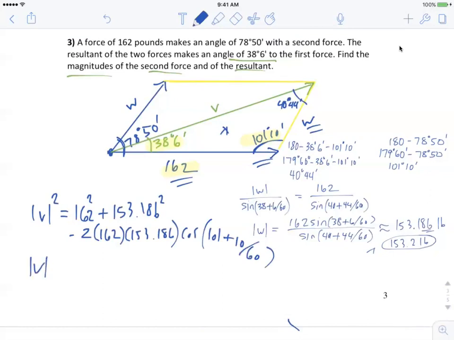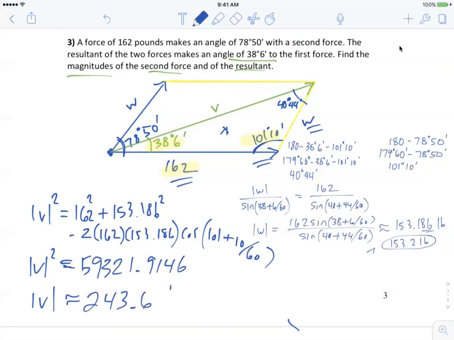Check out the completed notes. It looks nicer there. Okay, this is about 59,321.9146. And then you just have to take the square root of that to get the v, right? So v, square rooting that number, is about 243.6 pounds. There we go. All right.